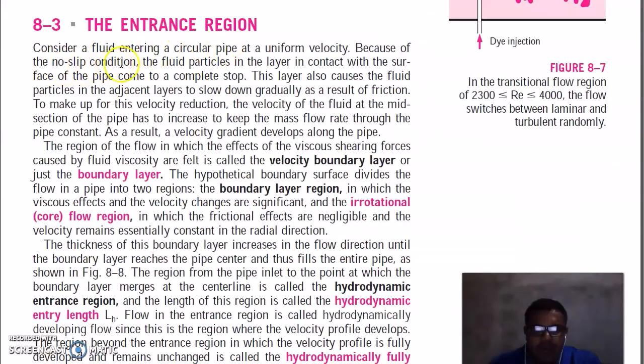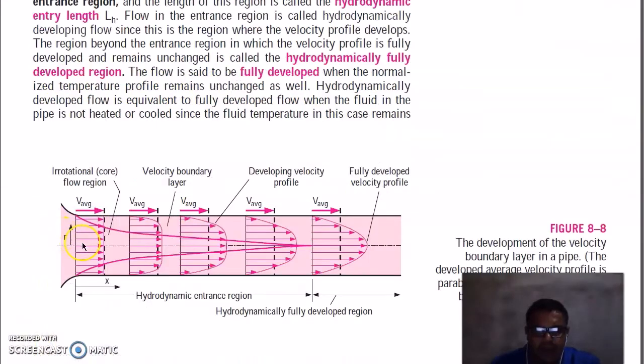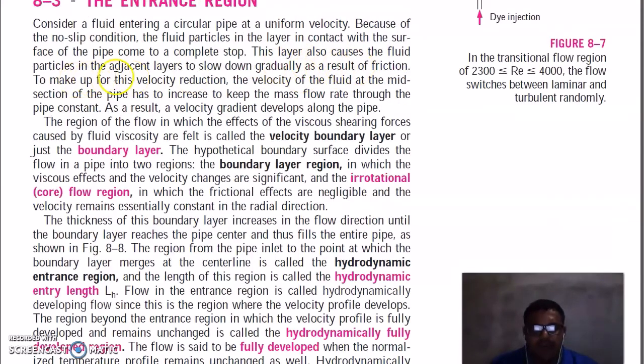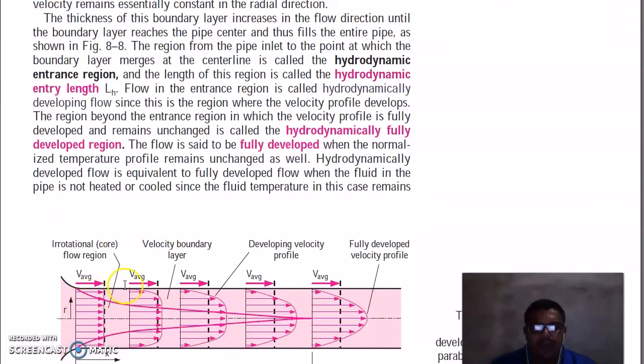The entrance region: consider a fluid entering a circular pipe at a uniform velocity. The fluid particles in the layer in contact with the surface of the pipe come to a complete stop. So the fluid enters through this pipe with a fixed velocity. Now, as you can see, this is the no-slip condition where the fluid comes into contact with the pipe, with zero velocity at the pipe surface. This layer also causes the fluid particles in the adjacent layer to slow down gradually as a result of friction. This means the layer at zero velocity near the surface will slow down the adjacent layer due to friction.